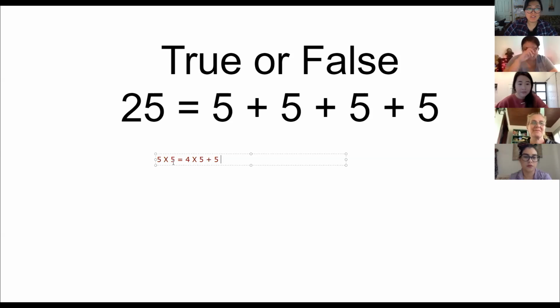So boys and girls, let's do this one by one. 5 times 5, which means 5 groups of 5, means 5, 10, 15, 20, 25. So this is 25. 4 groups of 5 is 5, 10, 15, 20. We add another 5, 25. Okay, so 25 is the same as 25.